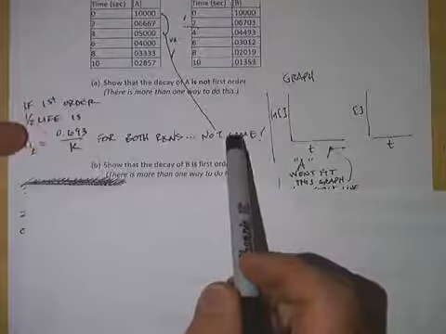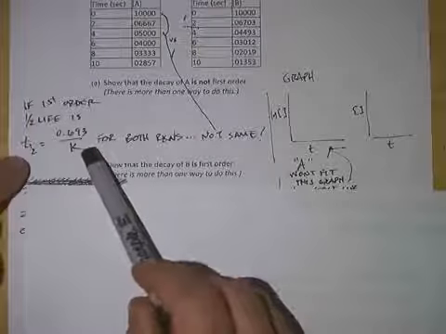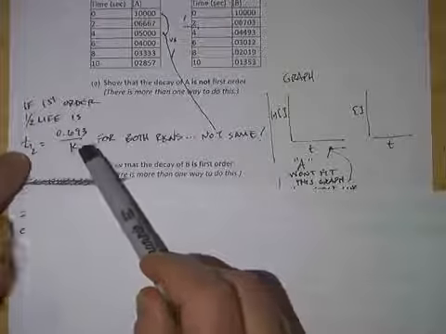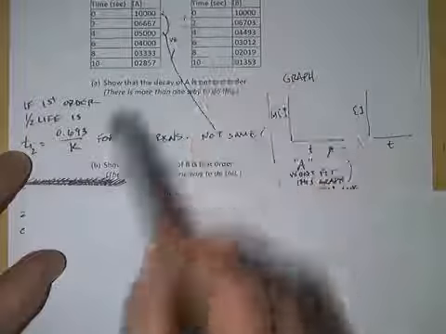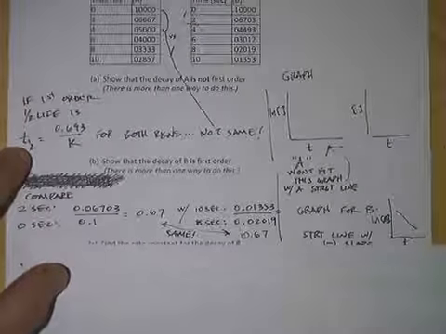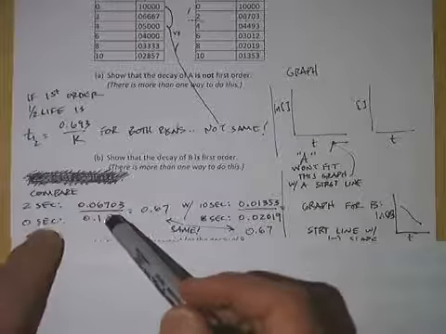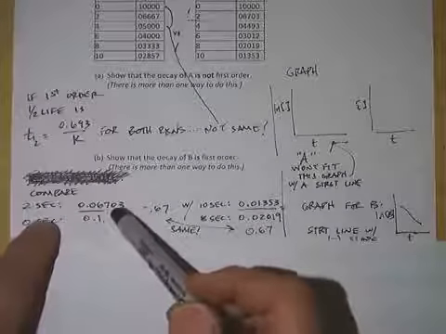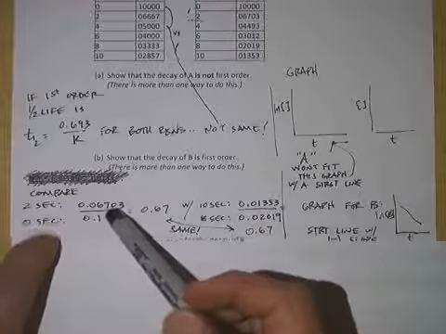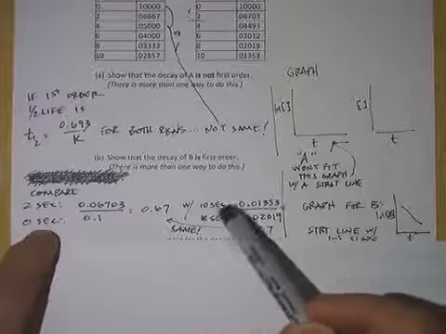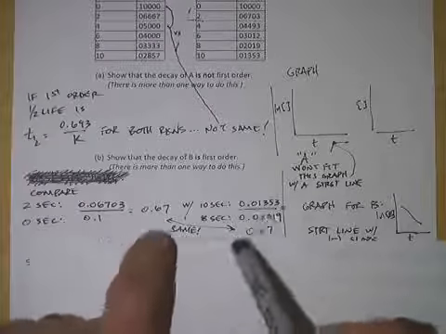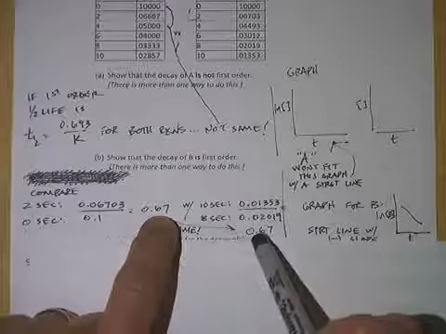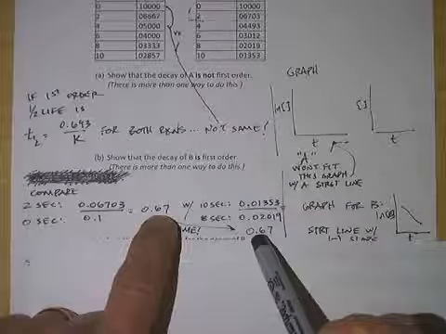Second one, prove that B is first order. You could do the same things that I said for A. You can go ahead and plug it into the half-life equation. K should be the same for every half-life value that you choose. You could also simply compare the slopes by comparing the two sets of times. I chose 2 and 0, and then I chose 10 and 8. And it turned out that they had the same ratio.